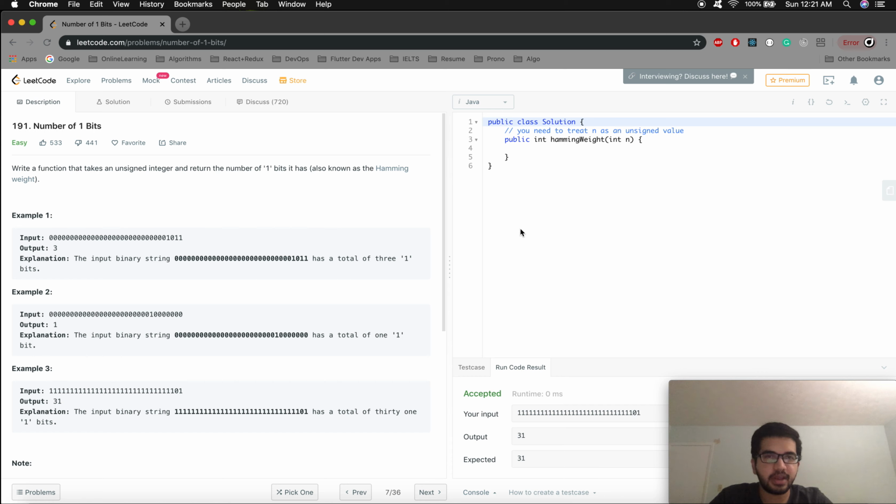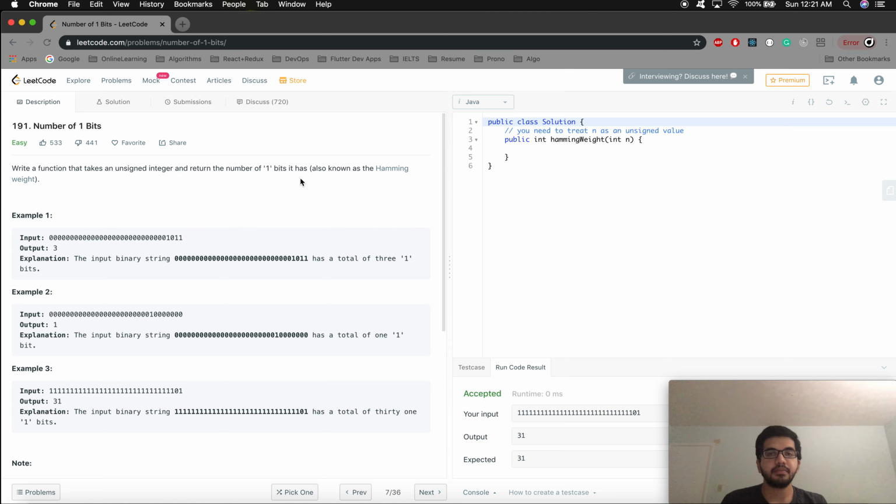Hello world, welcome to another coding interview question on Leetcode. So today we're going to solve this question which is counting the number of 1 bits. Given a function that takes an unsigned integer and returns the number of 1 bits, also known as Hamming weight.